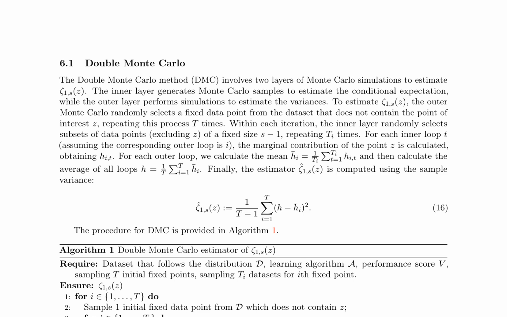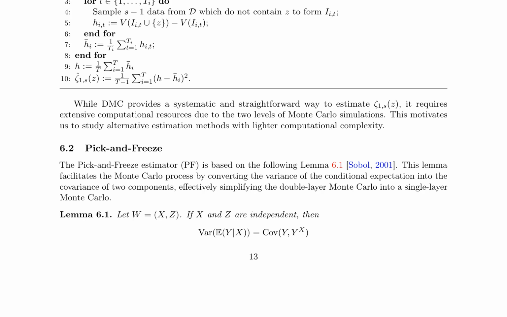The marginal contribution of the point z is calculated for each inner loop, obtaining h, and the mean h is calculated for each outer loop. The average of all loops, h, is then computed, and the estimator, zeta 1, s, z, is calculated using the sample variance. The procedure for the double Monte Carlo estimator is outlined in Algorithm 1, which requires a dataset that follows the distribution D, a learning algorithm A, a performance score V, and sampling parameters T and t.